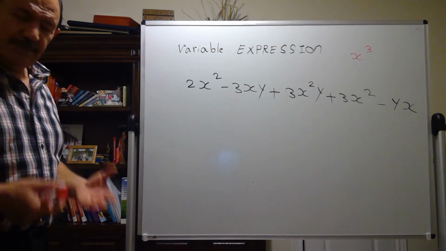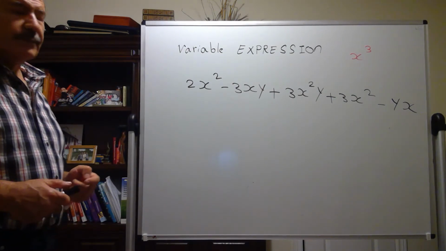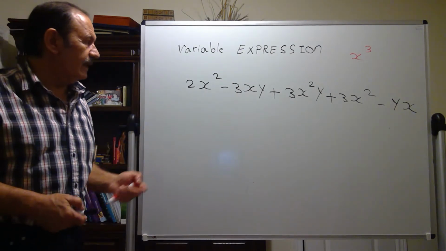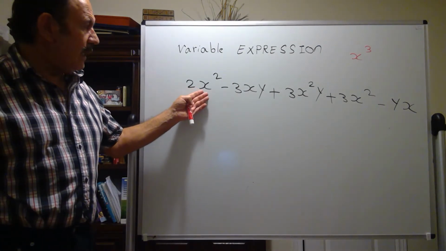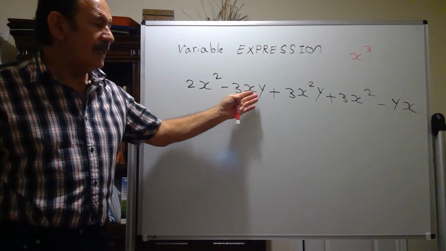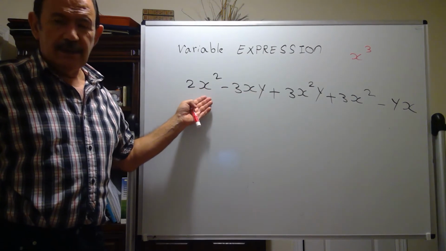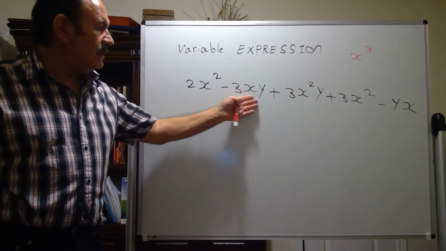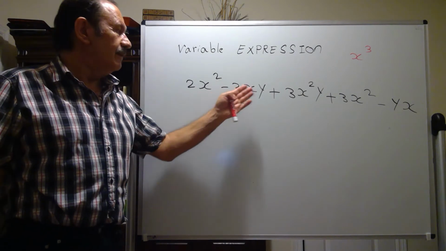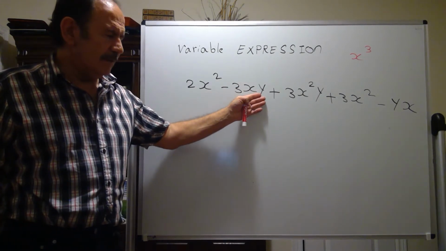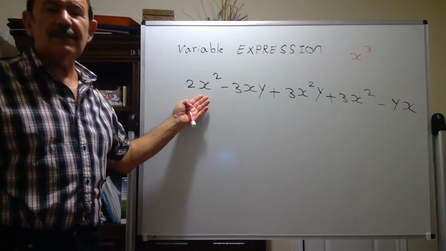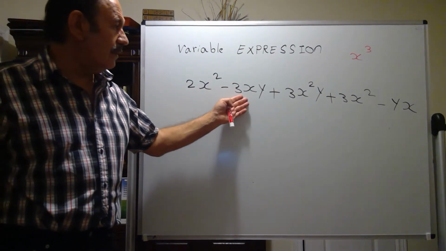If we want to simplify these expressions, we should identify the like terms first. So this one, the base is x, but for this one it is xy. xy is not the same as x. So these two are not like terms because they have different variables. This one has y as a variable and x as a variable, but this one has only x. So these two are not like terms.